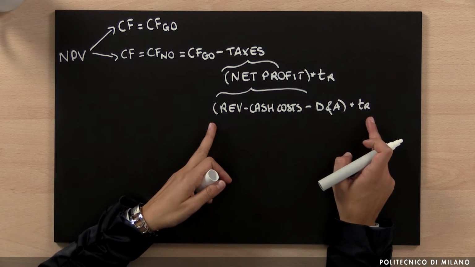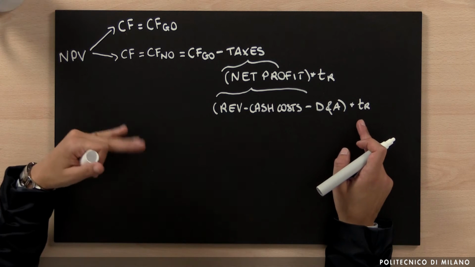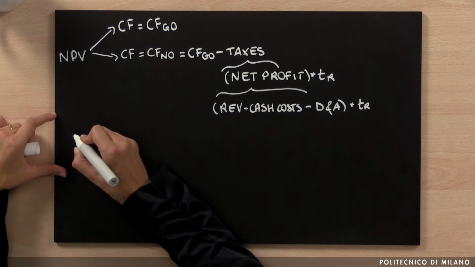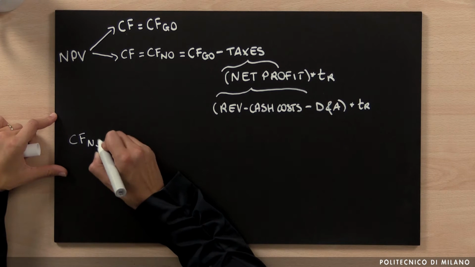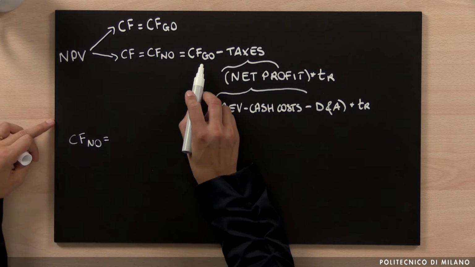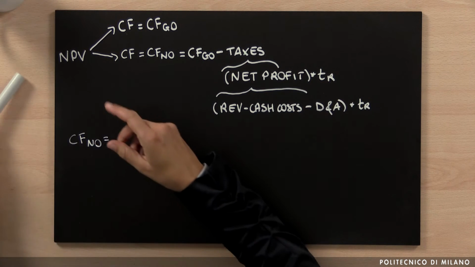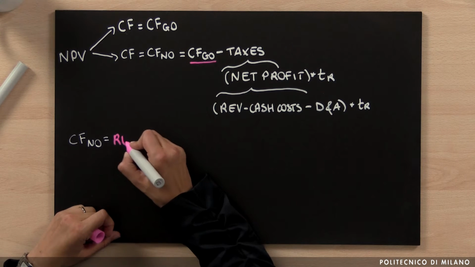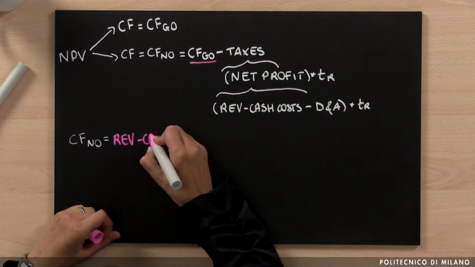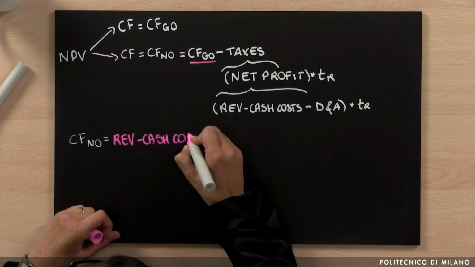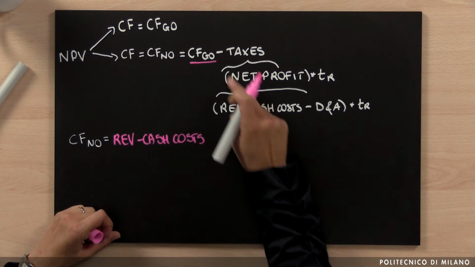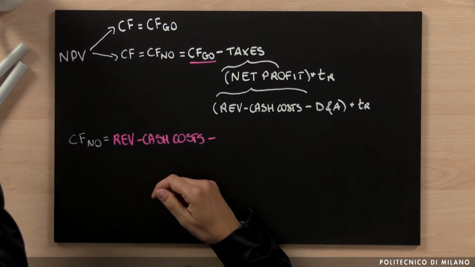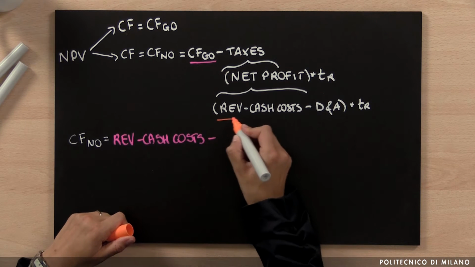Now, if we substitute this net profit within the general formula, we can identify the formula that we can use for calculating the cash flow net operating. So we will have that the cash flow net operating equals our cash flow gross operating, where our cash flow gross operating can be defined as revenues minus cash costs, minus the taxes, that can be written in this way. You can see that taxes are defined by using this formula.